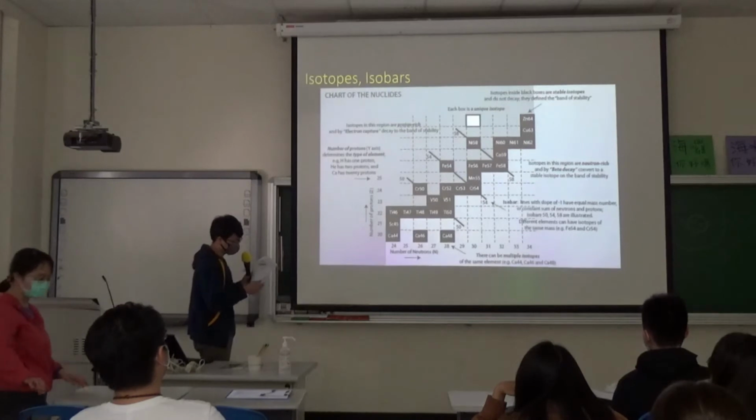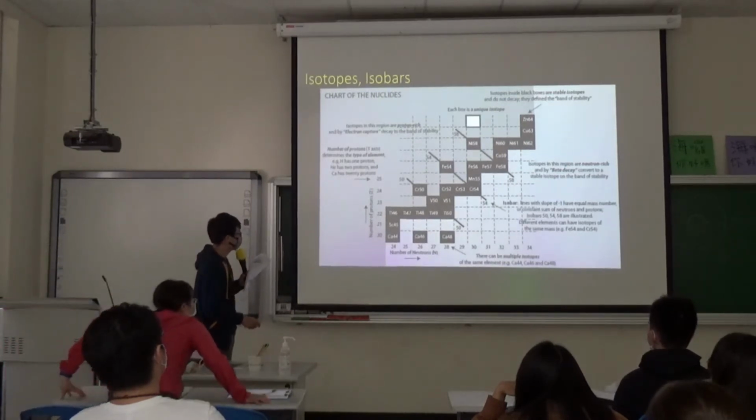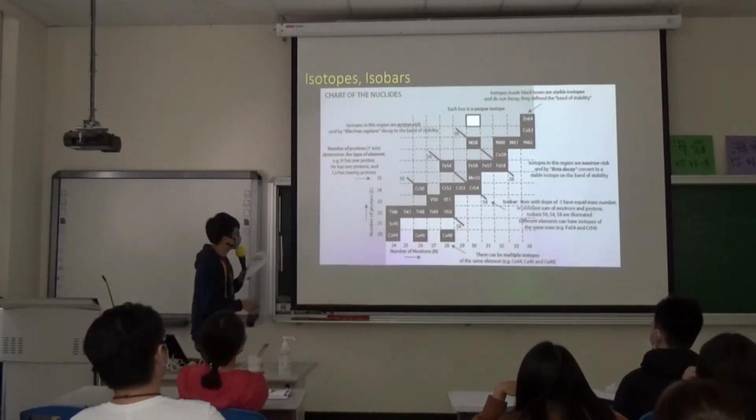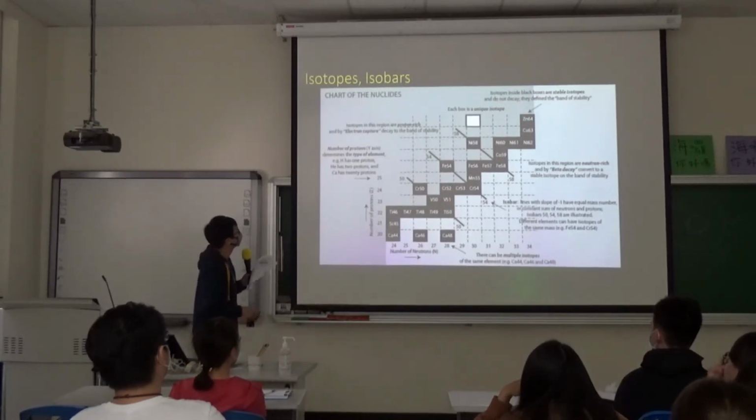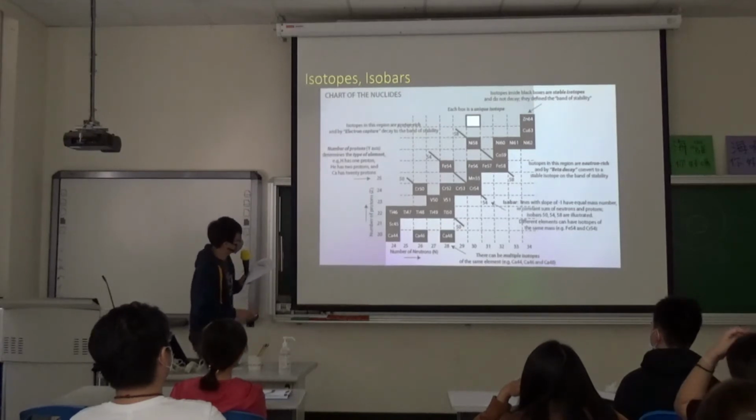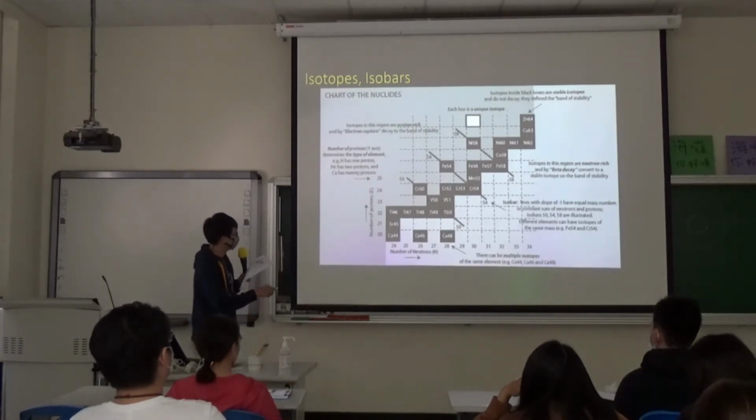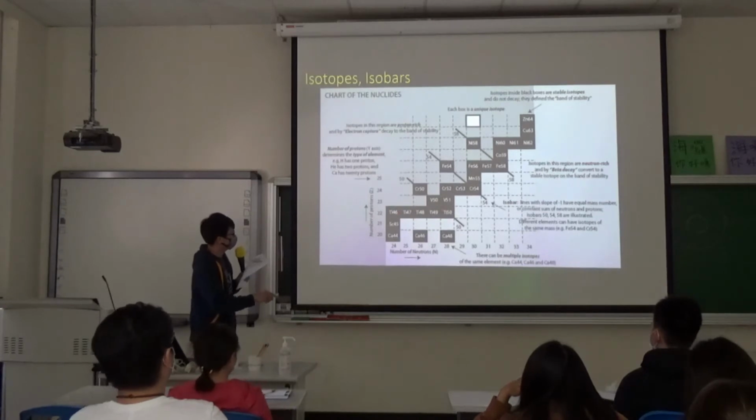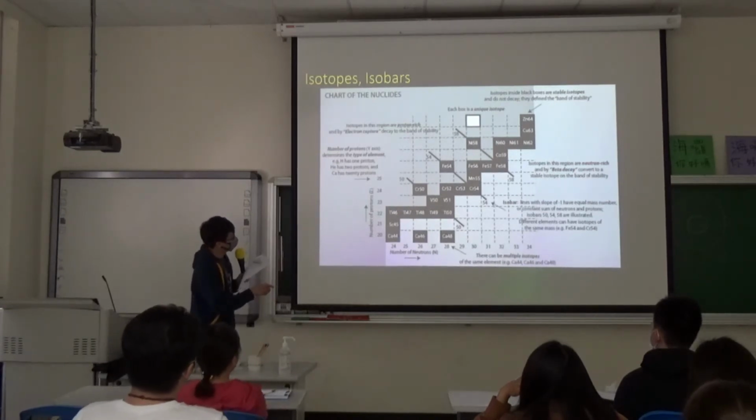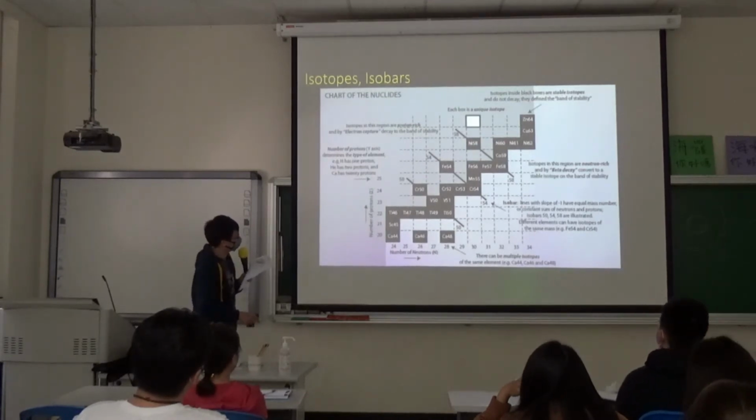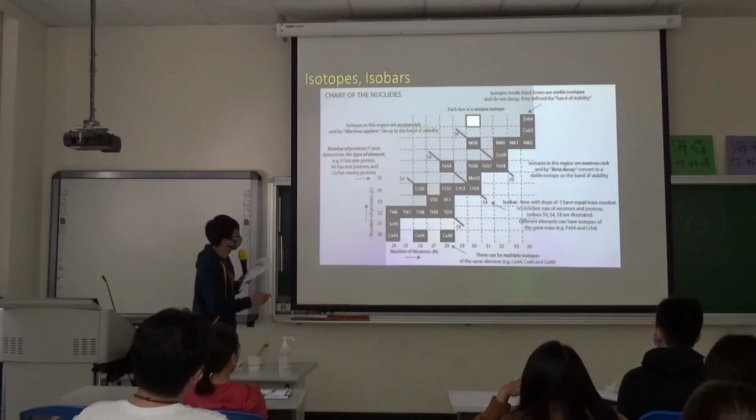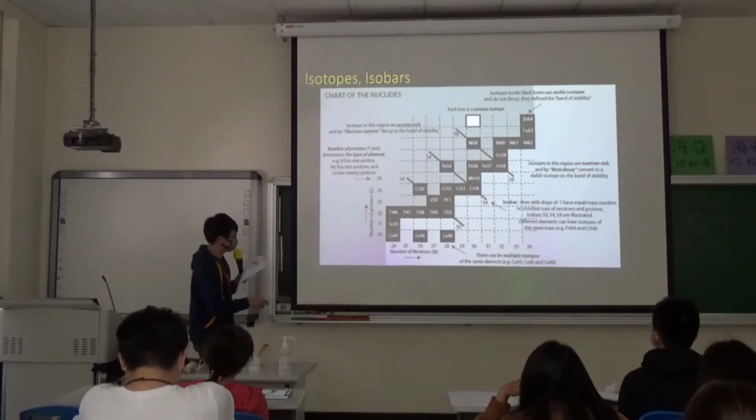Okay, and isotopes have the same number of protons, the same Z. In this diagram, the isotopes are the ones that have the same Z. So here, they are isotopes of one element, and for the isobars, these two have the same number of protons plus neutrons.